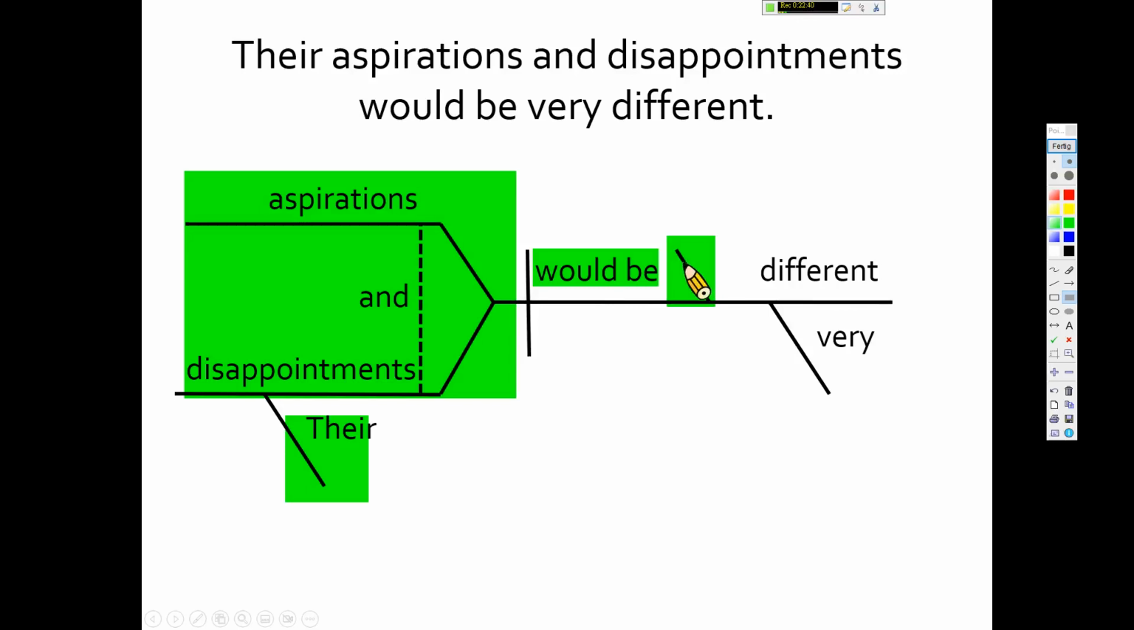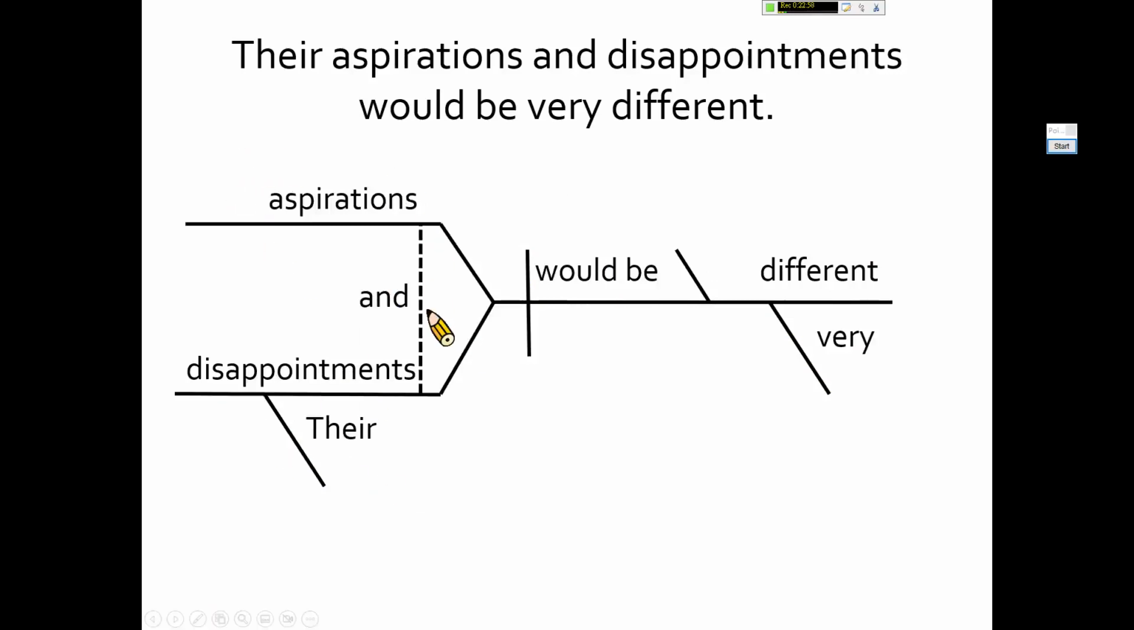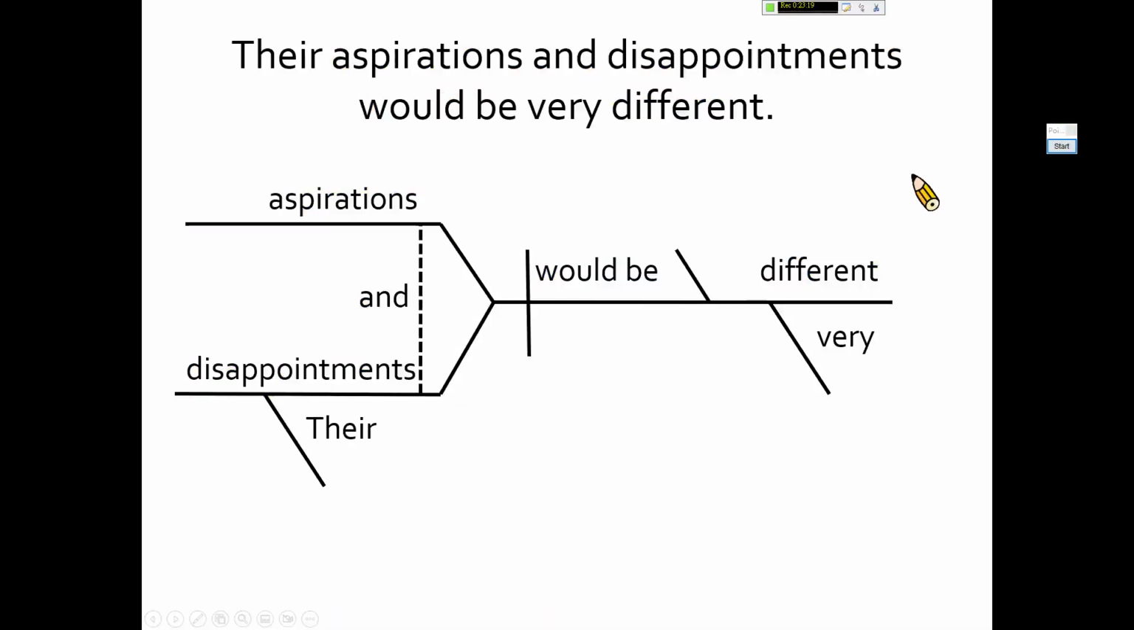The purpose of using the diagonal line is to add in a complement. So it is equal. And very here is used to modify different. Okay, so the overall picture is just like this. Their aspirations and disappointments would be very different. Okay, so basically the primary component is here. Here would be different. So here is the subject would be different. Okay, now give me one minute to make some revision to your own drawing.